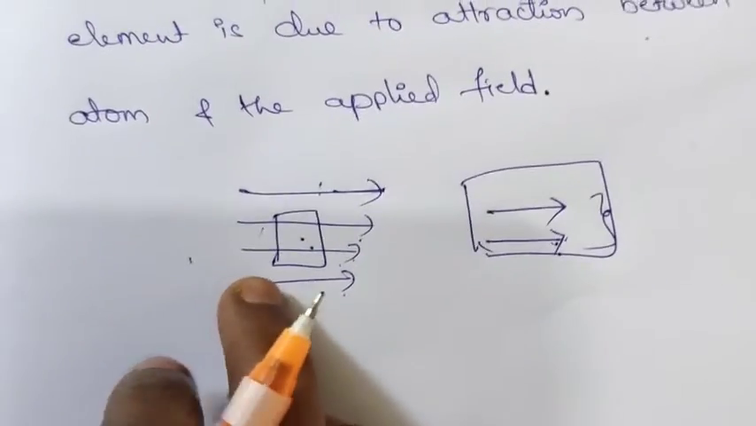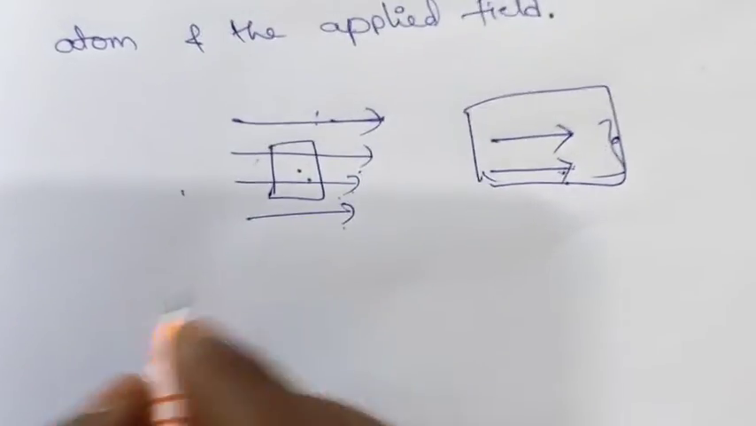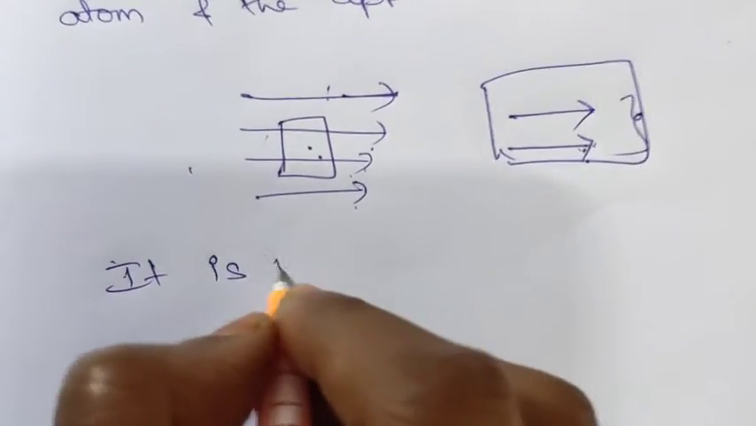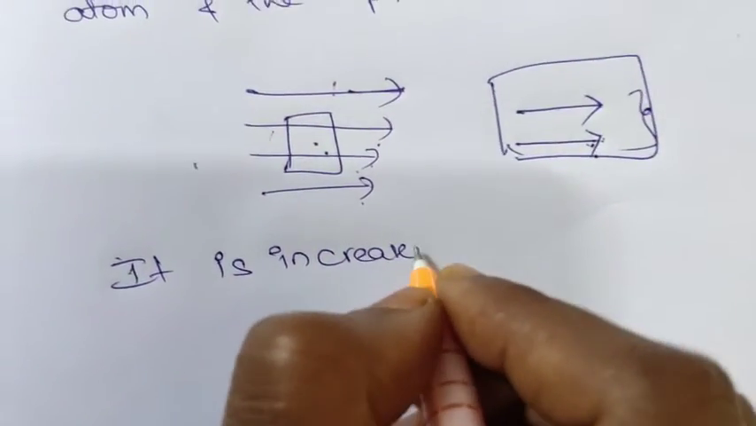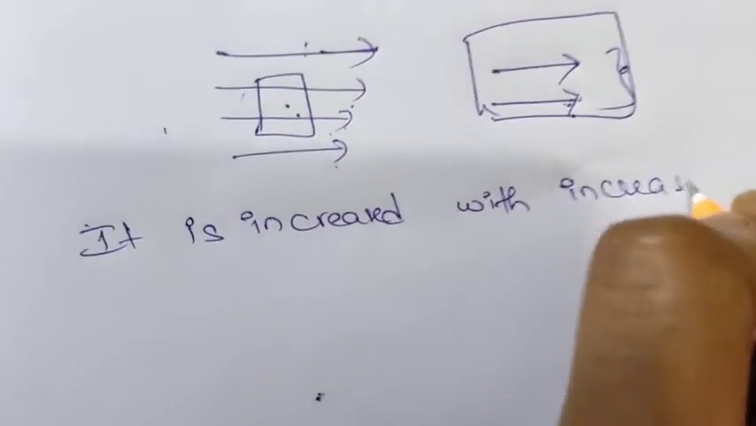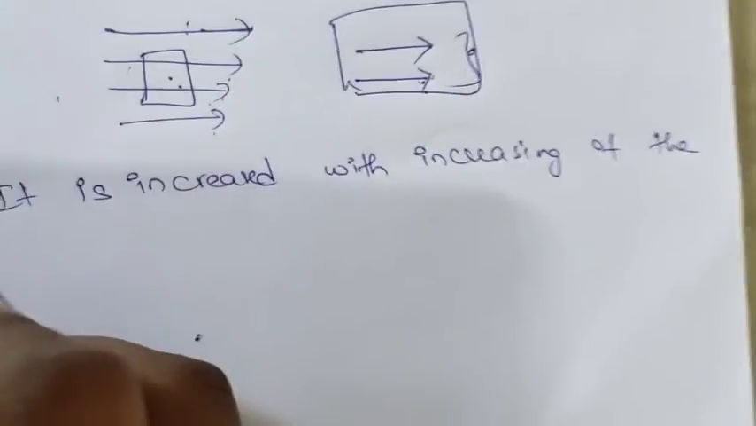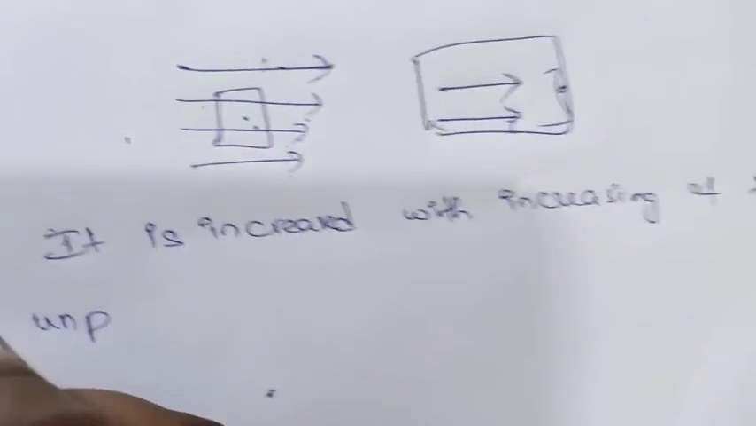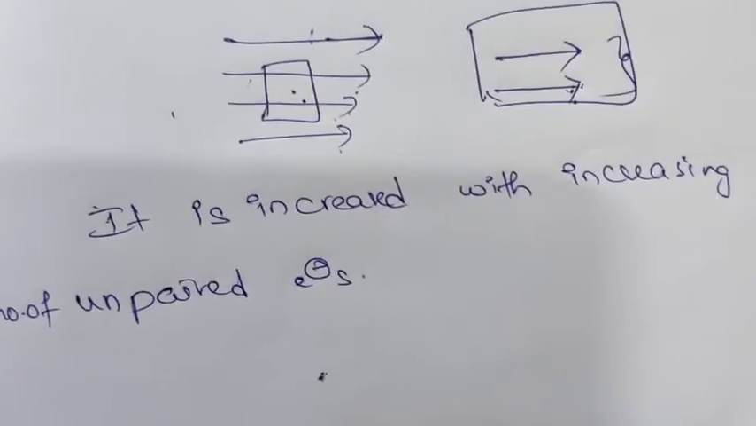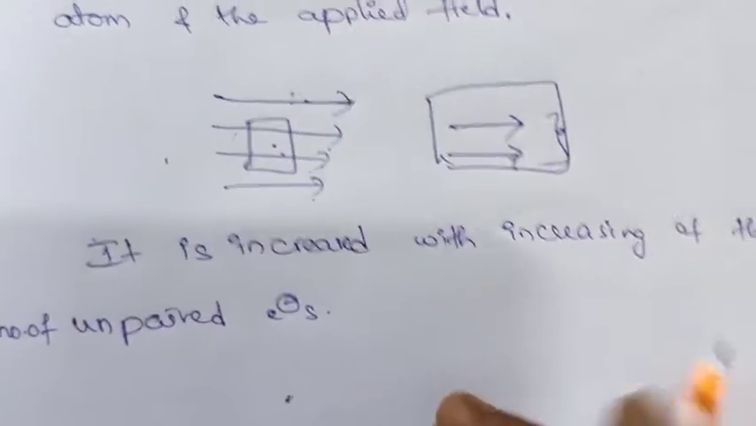This paramagnetic character increases by increasing the number of unpaired electrons. Almost all the transition metals present in their elemental state.